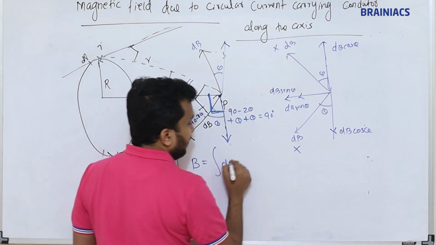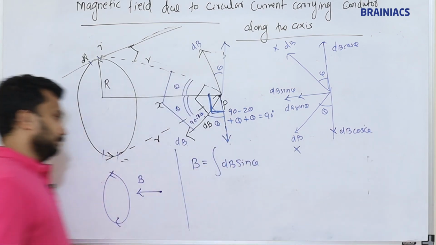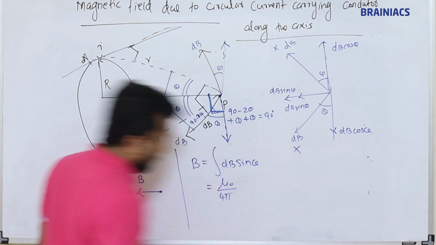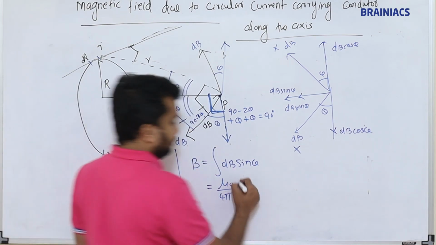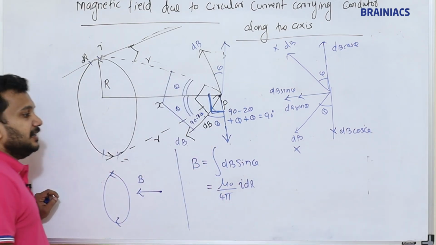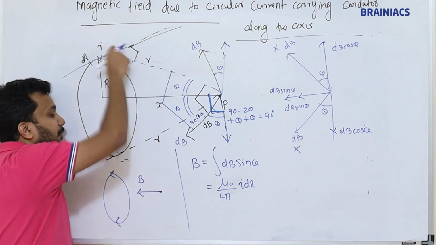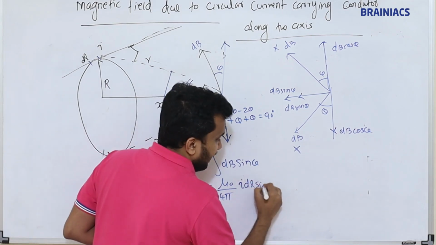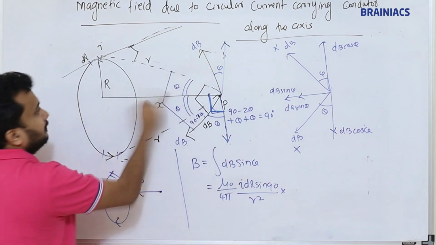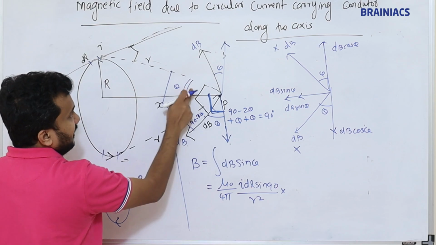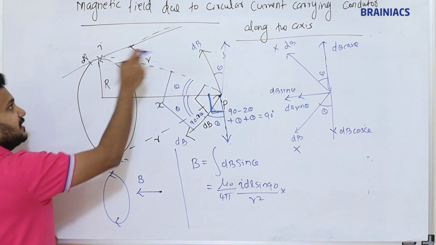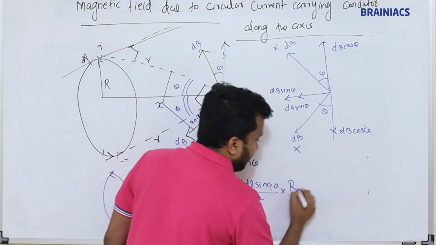How should I get the total B? Total B is equal to the integral of dB sin theta. We have to integrate. What is dB? dB is mu 0 by 4 pi, I dL sin theta by r squared. What is sin theta in this case? The angle between dL and r is 90 degrees, so sin theta is 1, divided by the distance from here to here, which is r squared, into sin theta. See, if this angle is theta, this double line angle is theta. What is sin theta? Opposite side by hypotenuse. What is the opposite side? R. What is the hypotenuse? Small r. So capital R divided by small r.